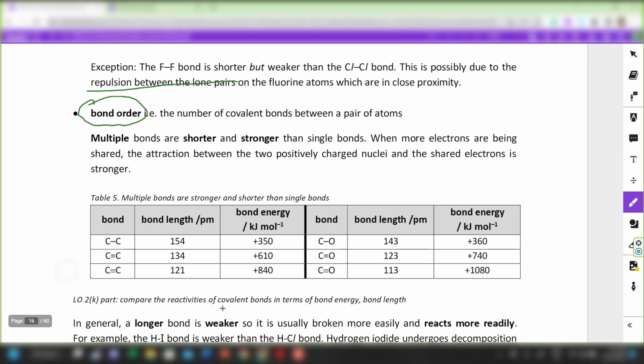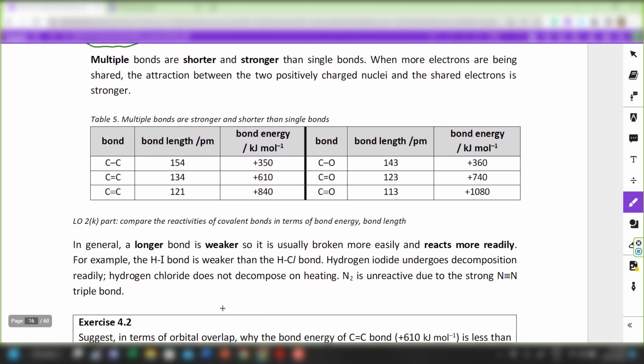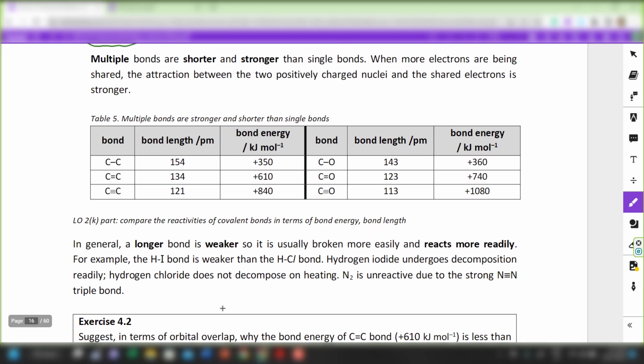I think over here we are looking at multiple bonds. A double bond is, of course, stronger than a single bond. A triple bond is also stronger than a double bond, but you notice that the increase is not a multiple. For example, for a double bond, you would expect it to be 350 times 2, 700 kilojoules per mole, but it becomes 610. You might be wondering why. Well, the reasoning is, remember earlier on we mentioned that a pi bond is weaker than a sigma bond.